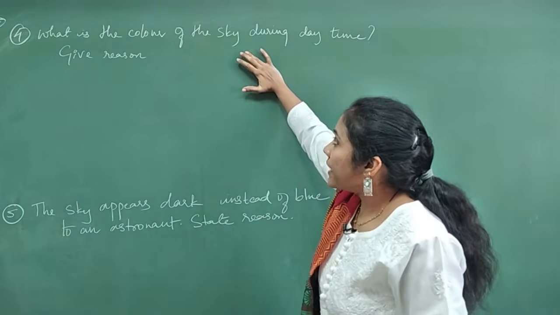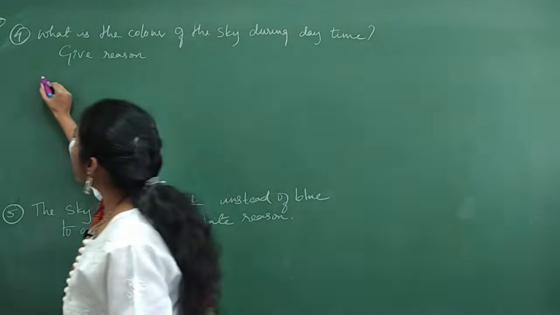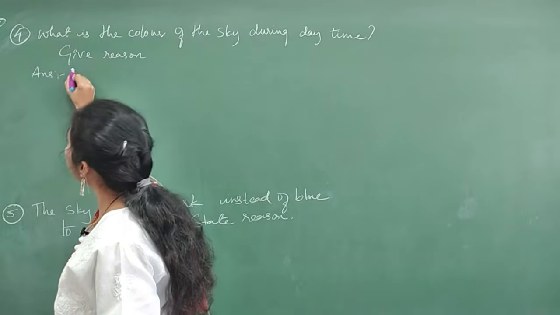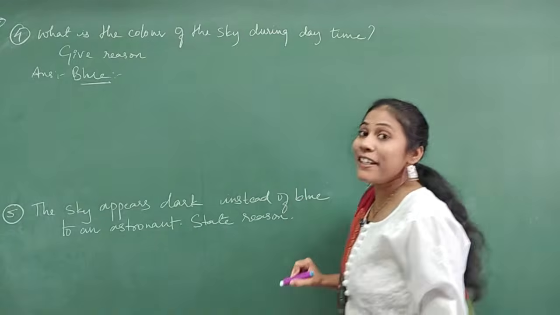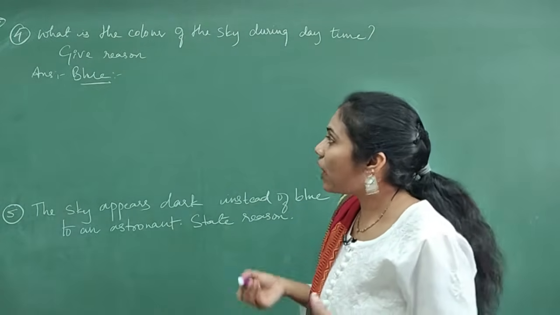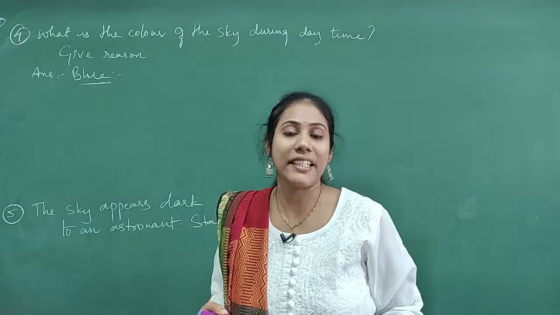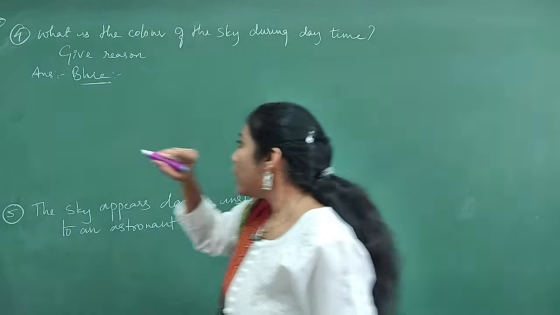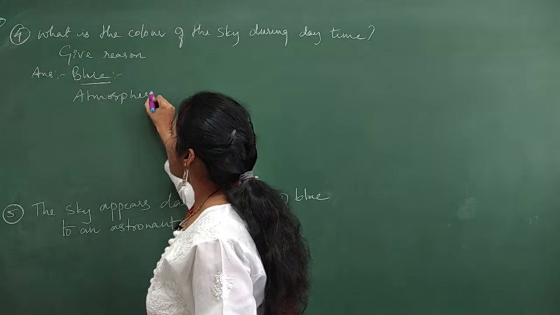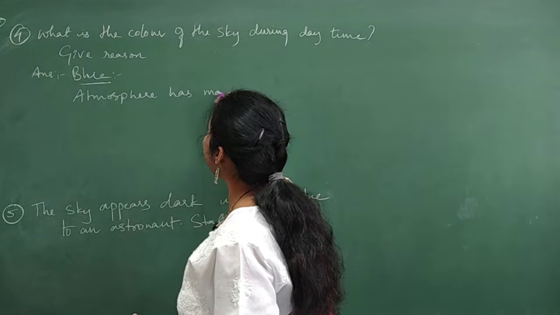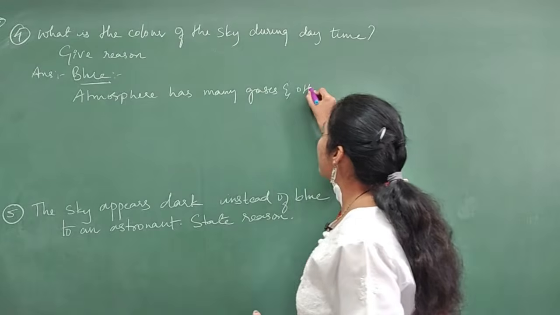See the question: what is the color of the sky during daytime? Give reason. We all know the color of the sky. It is blue. Yes or no? So what is the reason for the sky being blue in color? It is because of the scattering of light by atmospheric particles. So here what I can say is our atmosphere has many gases and other particles. Yes or no?